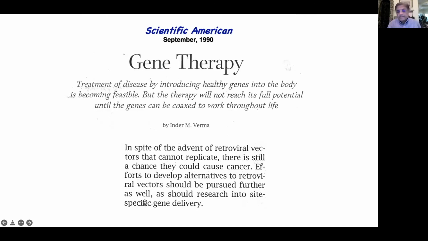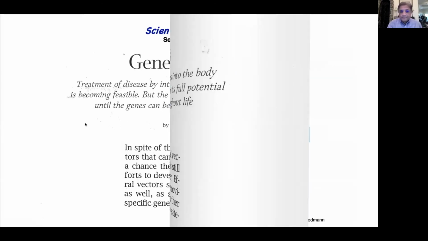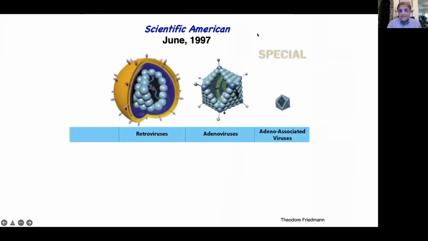So remember, the reason these patients are developing leukemia is because the retroviruses and lentiviruses are integrating randomly into the human chromosome, and therefore they're activating oncogenes, which leads to leukemia. So if you can deliver the gene site-specifically into the human genome, you could avoid this problem. So do we have a virus that can deliver genes site-specifically? And the answer is yes.